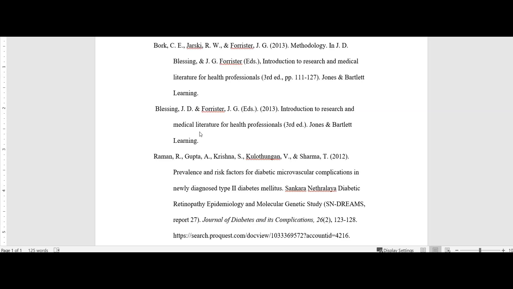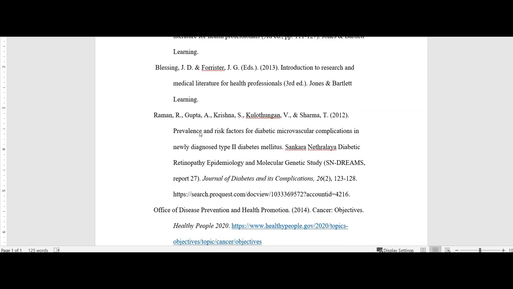If I were to have used the entire book or referenced the entire book, this is what the citation would look like. My editors would move to the front and be inverted: Blessing, J.D., Forrester, J.G., editors. Then the publication year, the title of the book, Introduction to Research in Medical Literature for Health Professionals, letting them know it's a third edition, and finally, who the publisher is, Jones and Bartlett Learning. That's citing a book in medicine.